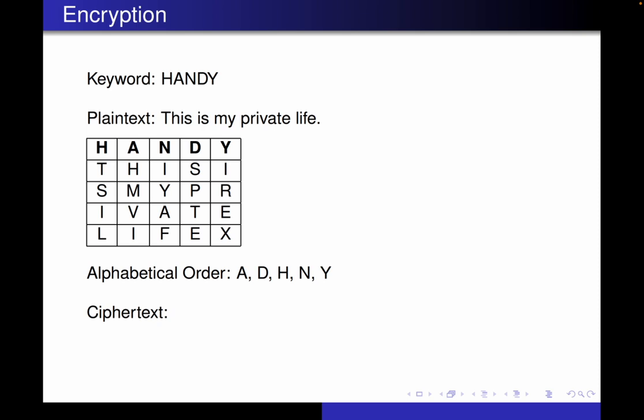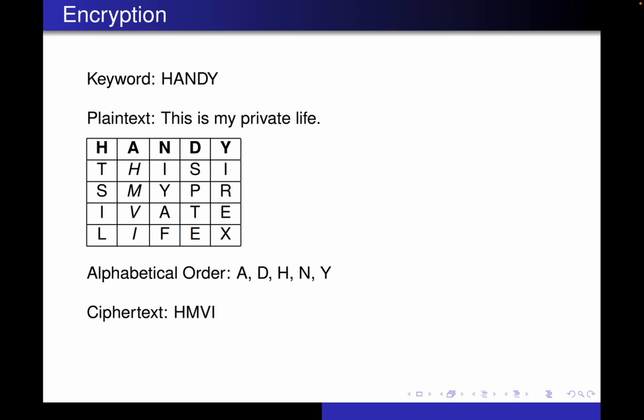So for our ciphertext, we're first going to look at the first one in alphabetical order, which is A. That's the second column, so we're going to look at the letters in the second column. That's the italicized ones I put there. And we can see the first 4 letters of our ciphertext are going to be H, M, V, I.